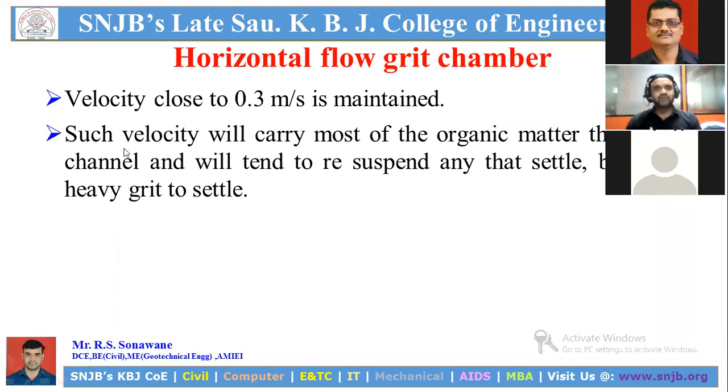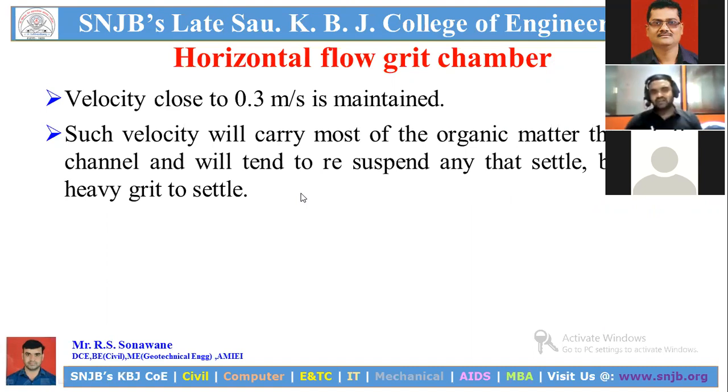Once you maintain such a velocity in the grit chamber, it helps carry the organic matter through the channel, and the heavy grit can be settled down easily if the velocity is close to 0.3 meter per second in a horizontal flow grit chamber. If it is more than that, there is very little chance of the heavy grit settling in the grit chamber. Is that clear? This is about the horizontal flow grit chamber.